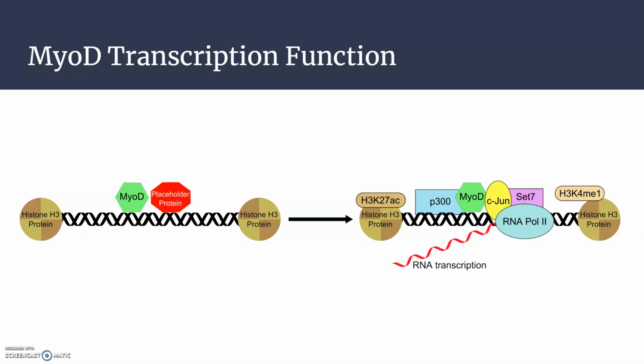NFATC1 is a transcription factor that inhibits the physical interaction between P300 and MyoD, preventing transcription. This inhibition allows for the differentiation of slow-twitch muscle fibers.